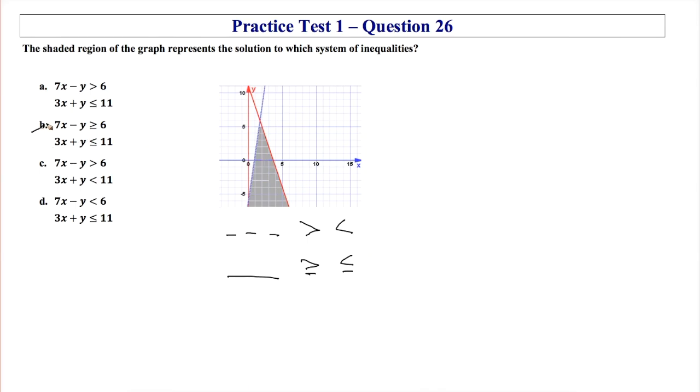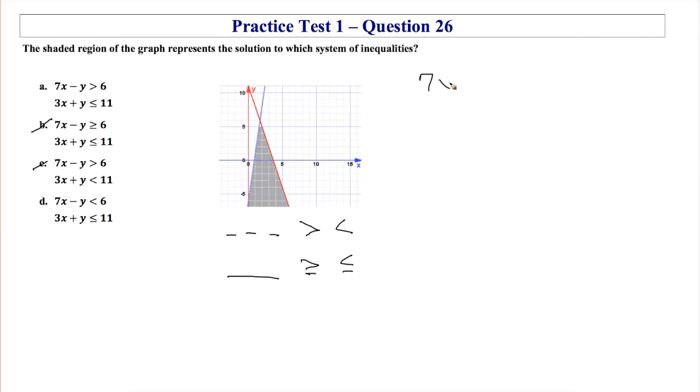With this information, we can eliminate answer choices B and C, since in B, both have the equal sign, and in C, neither have the equal sign. So now we only have to compare A and D. And when you're looking at the second inequality, 3x plus y is less than or equal to 11, that is the same for both, so we need only look at the first inequality.